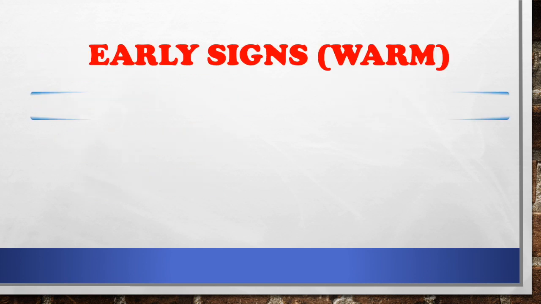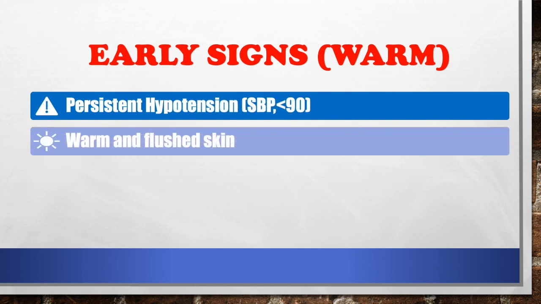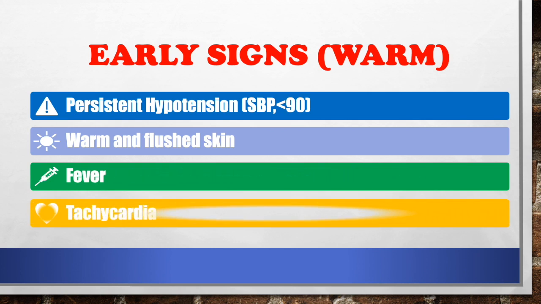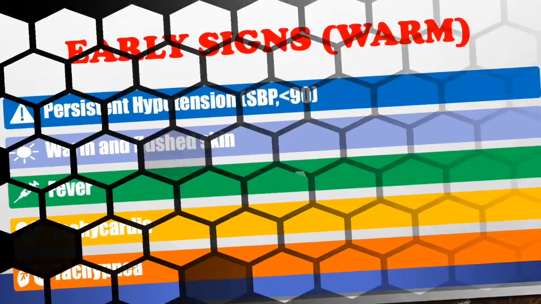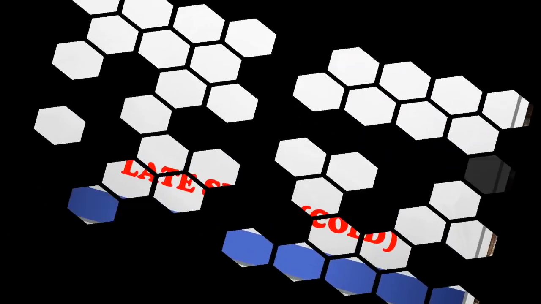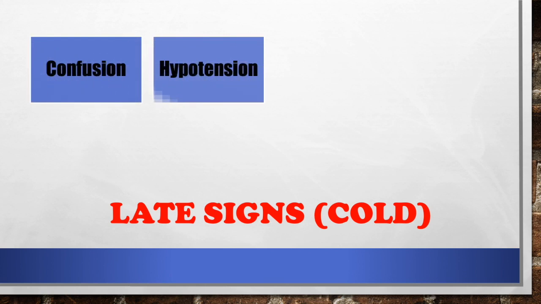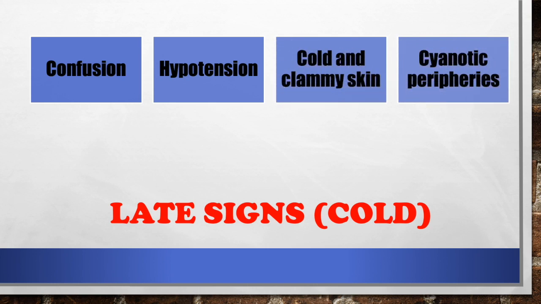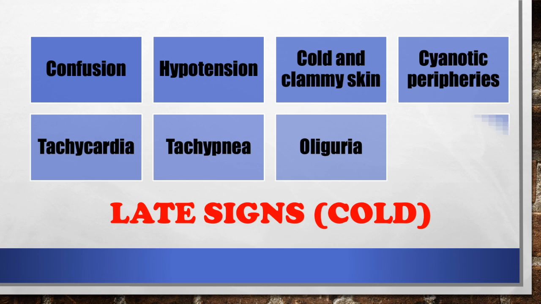The early signs of septic shock include persistent hypotension with systolic BP less than 90, warm and flushed skin, fever, tachycardia, and tachypnea. The late signs of septic shock include changes in the level of consciousness, continued hypotension, cold and clammy skin, peripheral cyanosis, tachycardia, tachypnea, oliguria, which is the low output of urine, and coma.